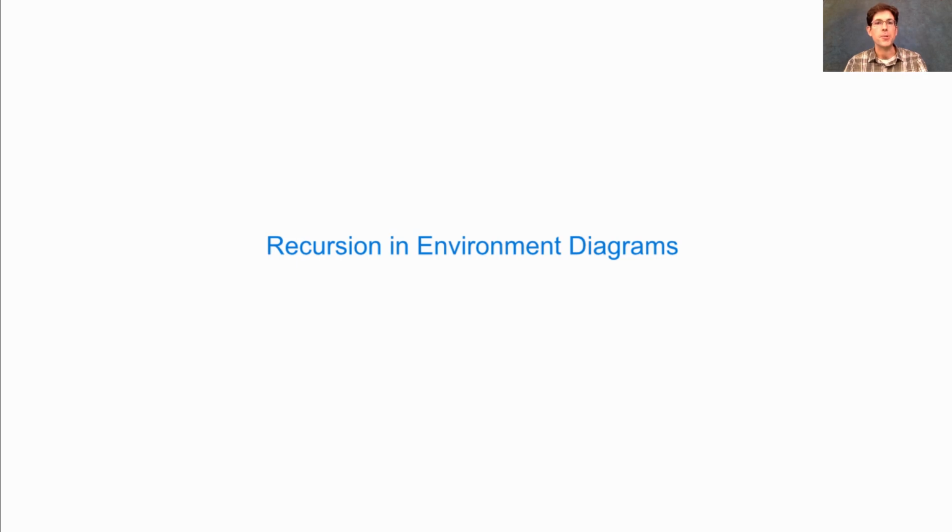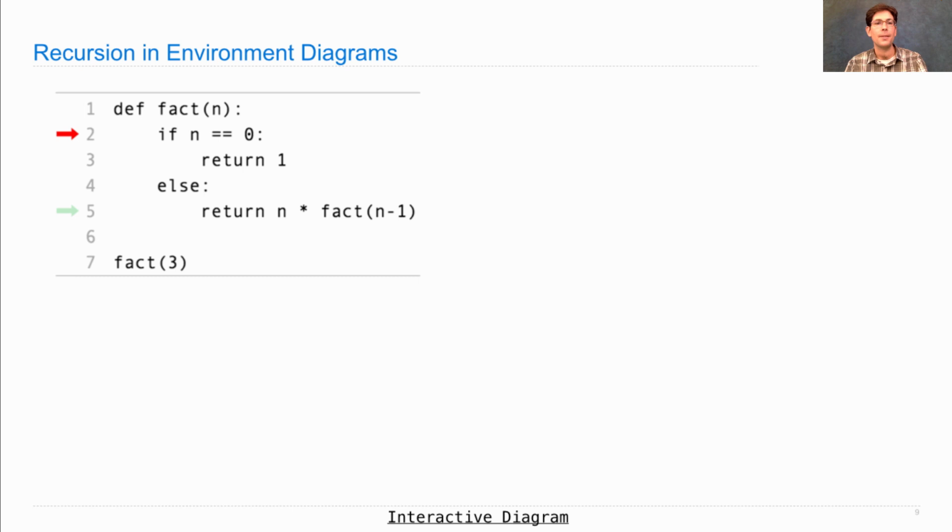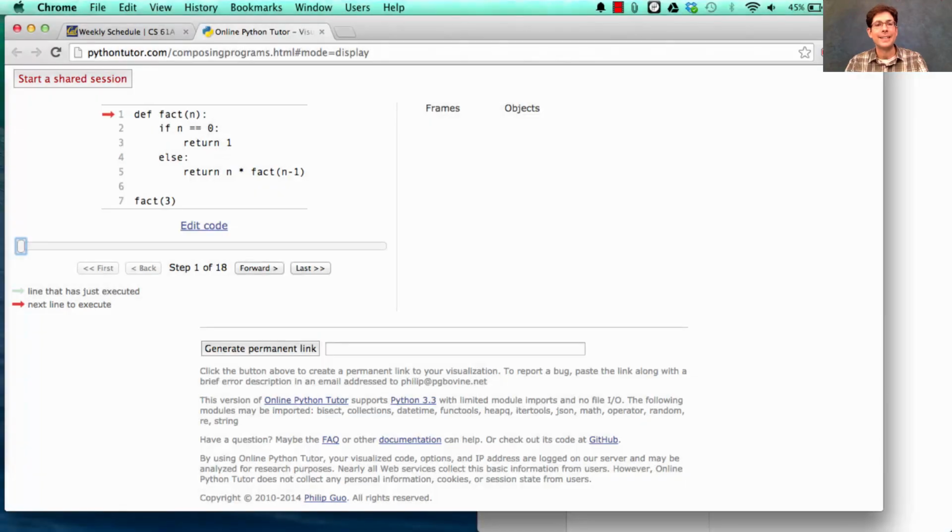Let's talk about recursion in environment diagrams. The nice thing is that environment diagrams are useful for understanding recursive functions. So we're going to look at a new example, the factorial function, which computes the factorial of n, or n times n minus 1 times n minus 2 times n minus 3, all the way down until you get to 1. We'll start out by looking at the Python tutor itself.